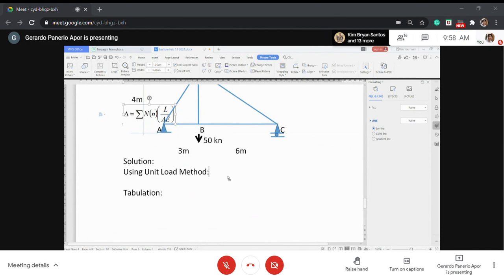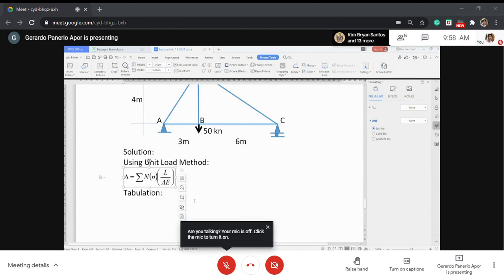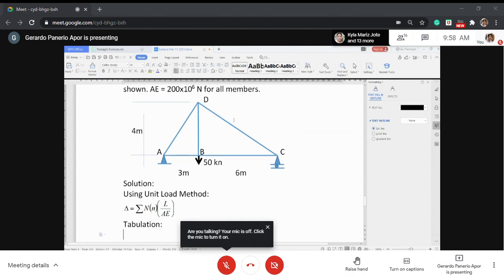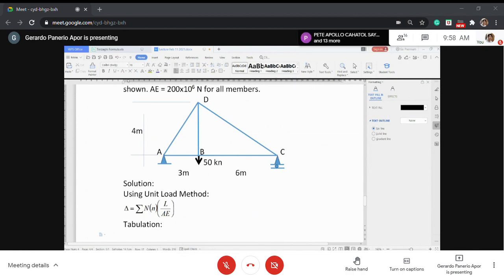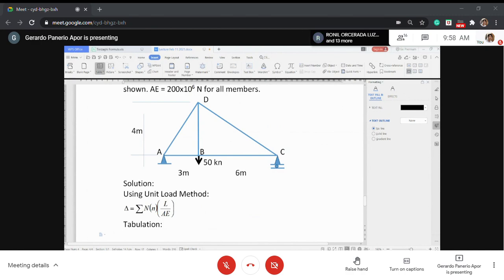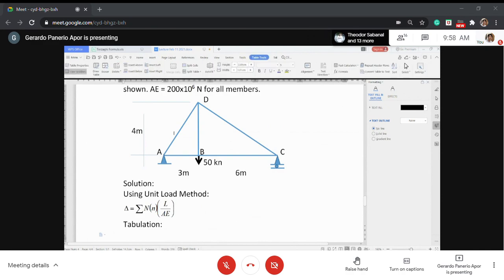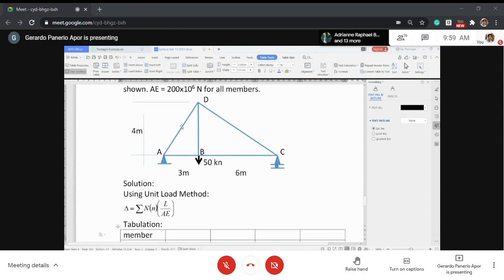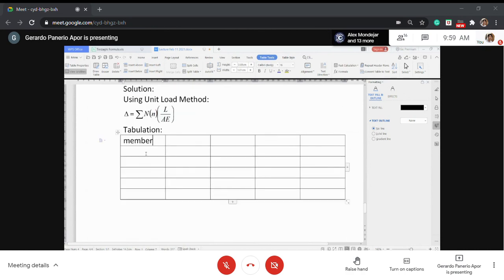This is the formula we are going to use. Then we make a table for members 1, 2, 3, 4, 5, so we have at least six columns, and then that number of rows. This should be for the members. So there will be 5 members. You have to know all of them.